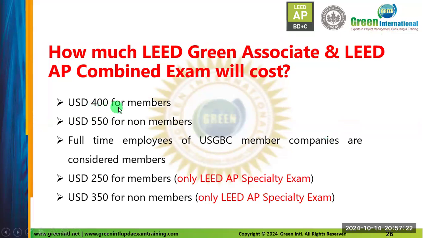You will pay $200 only or 250, instead of 400, right? But if you want to take it combined, you will pay $400 for members, sorry, 550 for non-members. Employees of your GBC are considered members. For LEED AP with a specialty exam, it is only USD 250 for members and 350 for non-members. This is the examination for LEED AP.